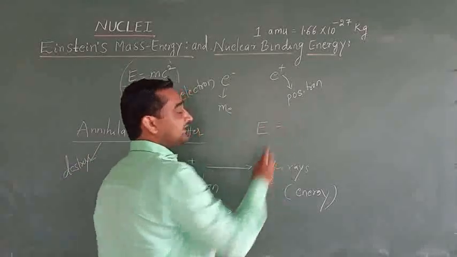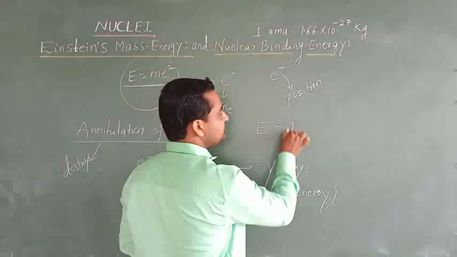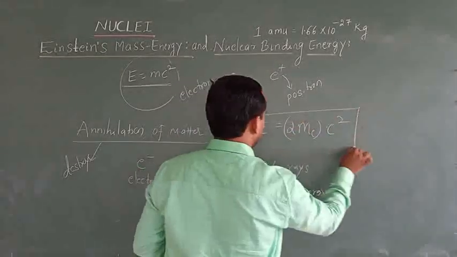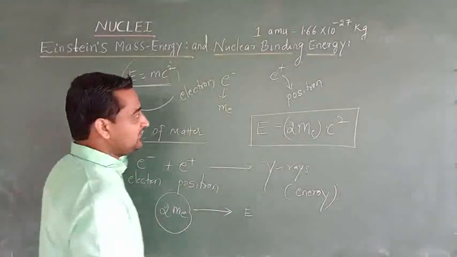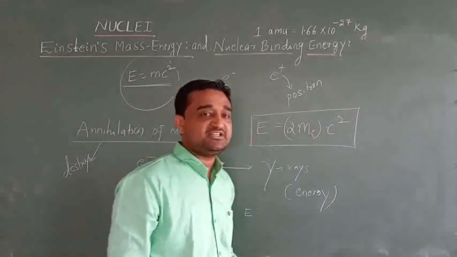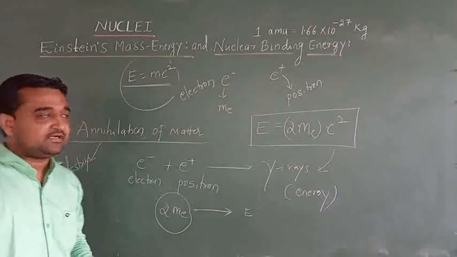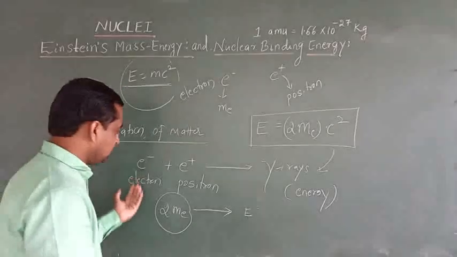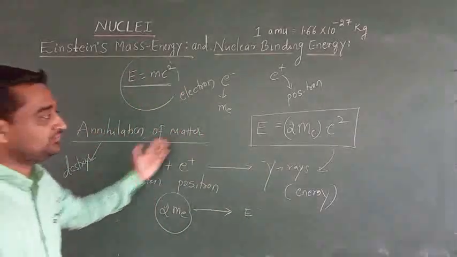Here you can write the energy released during the process of annihilation of matter is given by E is equal to 2 times the mass of the electron into c square. So when we have lost the electron and positron, that is converted into energy equivalent to 2 times the mass of the electron into c square, and that energy comes in the form of gamma rays. Right? This is an example we can give for the conversion of mass into energy.